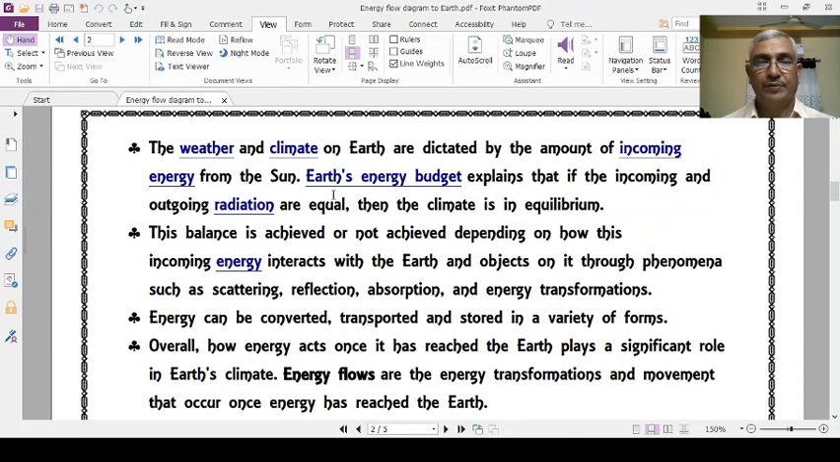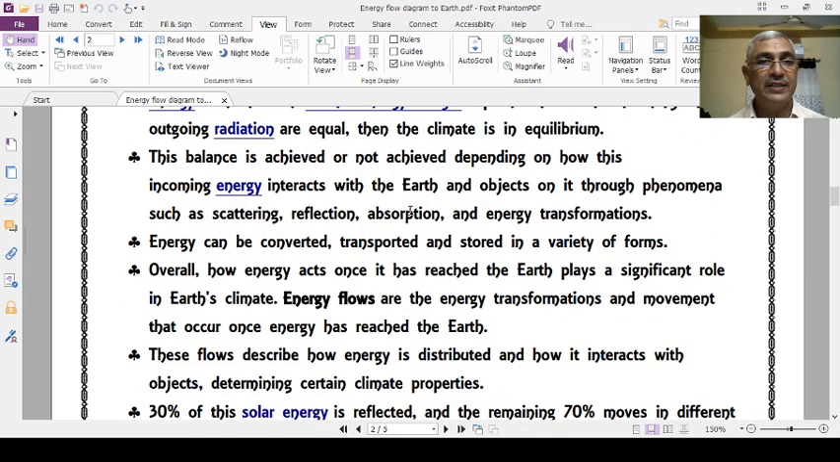Just now I said that the weather and the climate on the earth are dictated by the amount of incoming energy from the sun. Earth's energy budget explains that if the incoming and outgoing radiations are equal, then the climate is in equilibrium. Then the atmosphere is in equilibrium. This balance is achieved or not achieved depending on how this incoming energy interacts with the earth and objects on it through different phenomena such as scattering, reflection, absorption, and energy transformation.